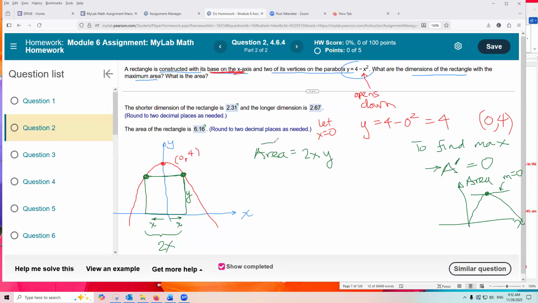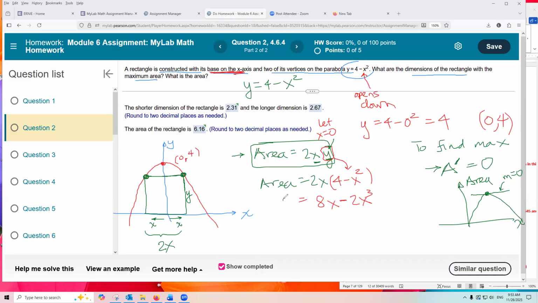But in this area formula, I don't want there to be an x and a y, because to take the derivative I would have to use the messy product rule, and I'd like to avoid that. Well, we can make this area function have just one variable by getting rid of this y. Because remember, we have the equation y equal 4 minus x squared. So let me replace this y with 4 minus x squared. Let me multiply this out. This is going to be 8x minus 2x to the 3. So here's the area.